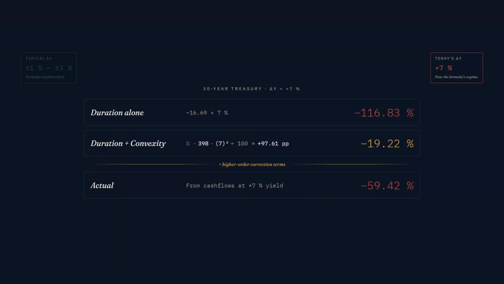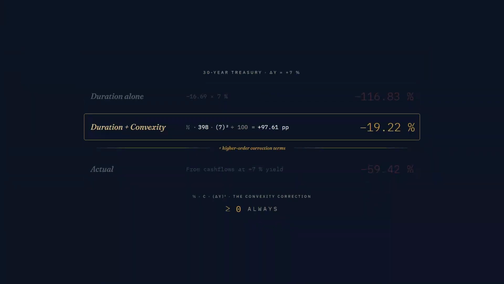The point of all this isn't that the formula is exact in every regime. The point is something simpler than that. Convexity is the next, biggest, and most important correction to duration that exists. And unlike most corrections in finance, it's always working in the bondholder's favor.